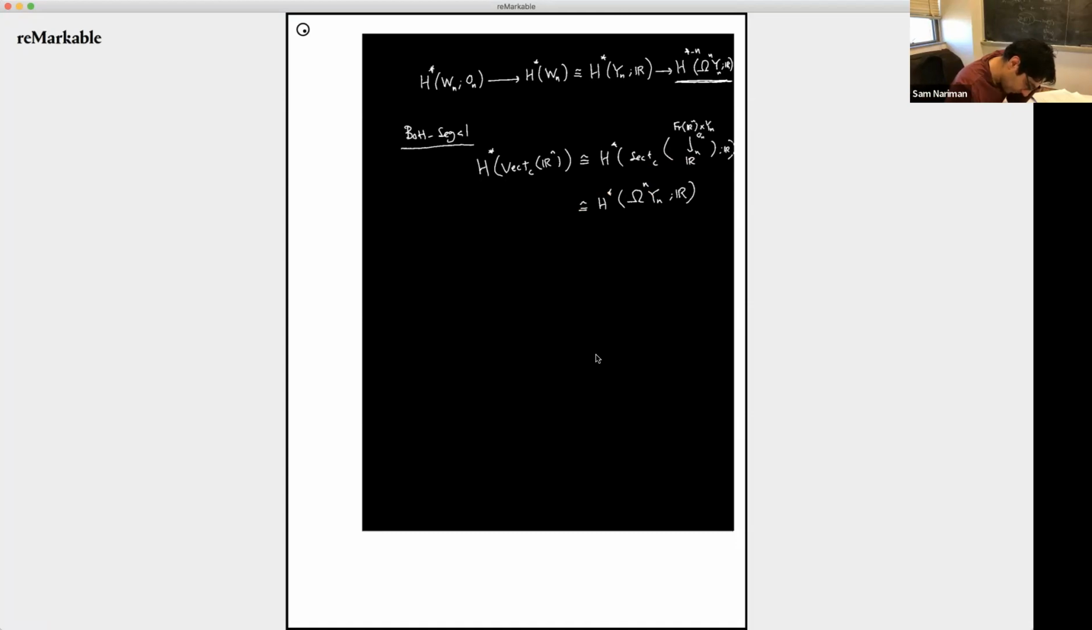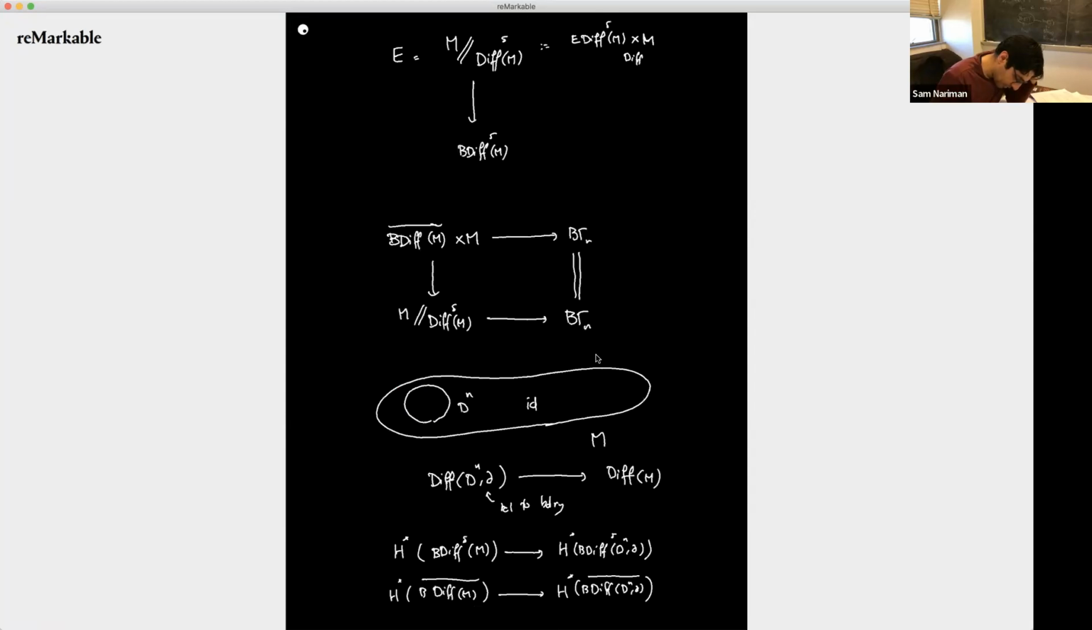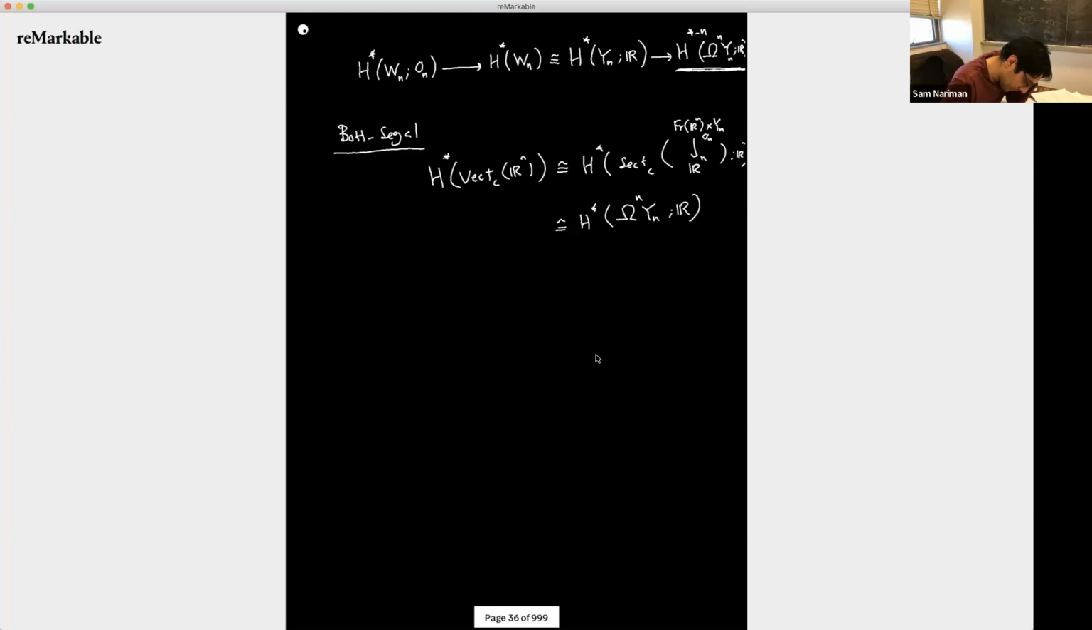So far, so good. Now, if you go back to this picture that we had here, embedding a disk into M, not only do you have an embedding of Diff into Diff of M, you also have an embedding of vector fields into vector fields of M. So there's a map from compactly supported vector fields of R^n to vector fields of M. This induces a map from the Lie algebra cohomology of vector fields of M to the cohomology of compactly supported vector fields of R^n.